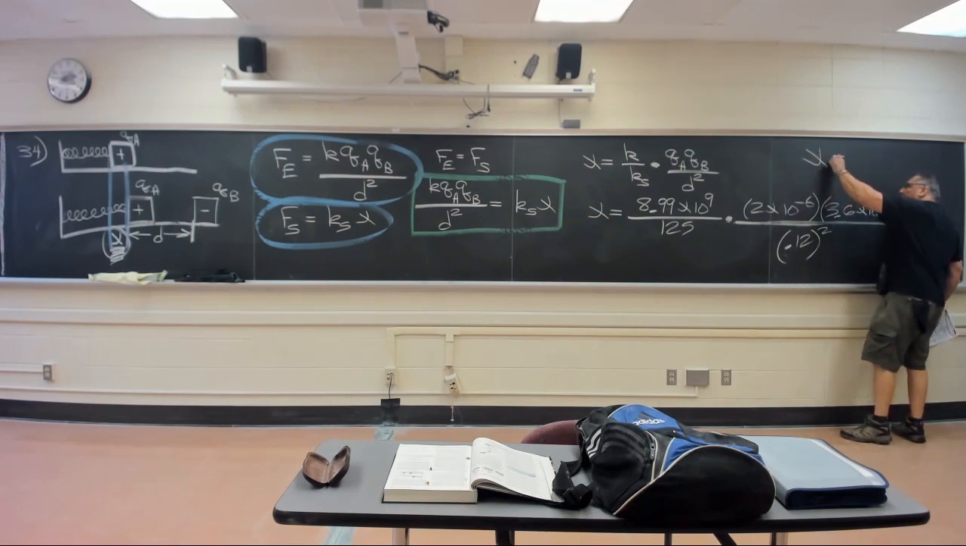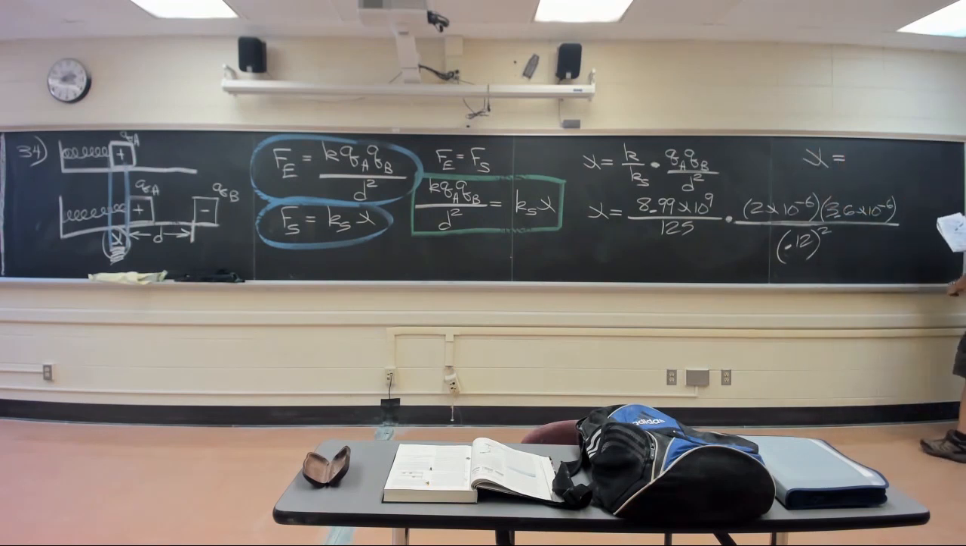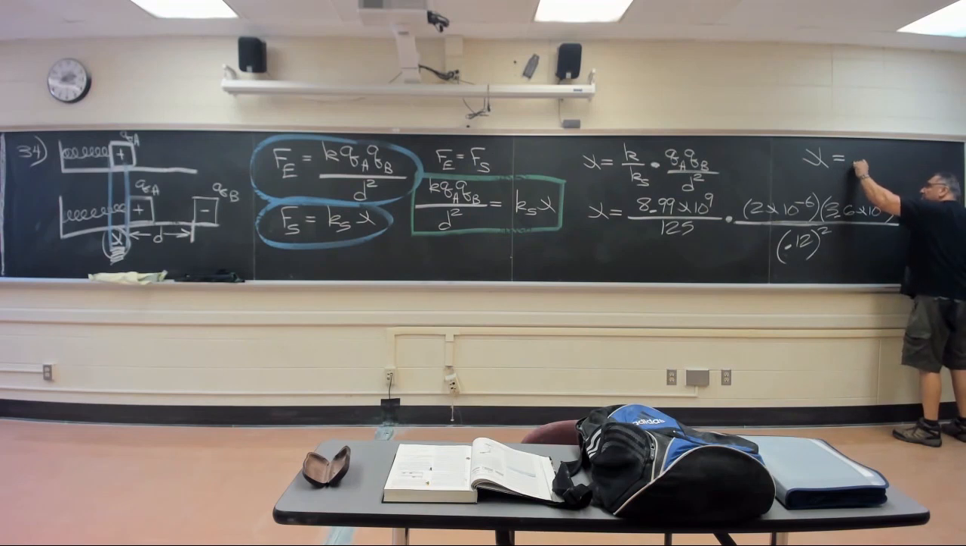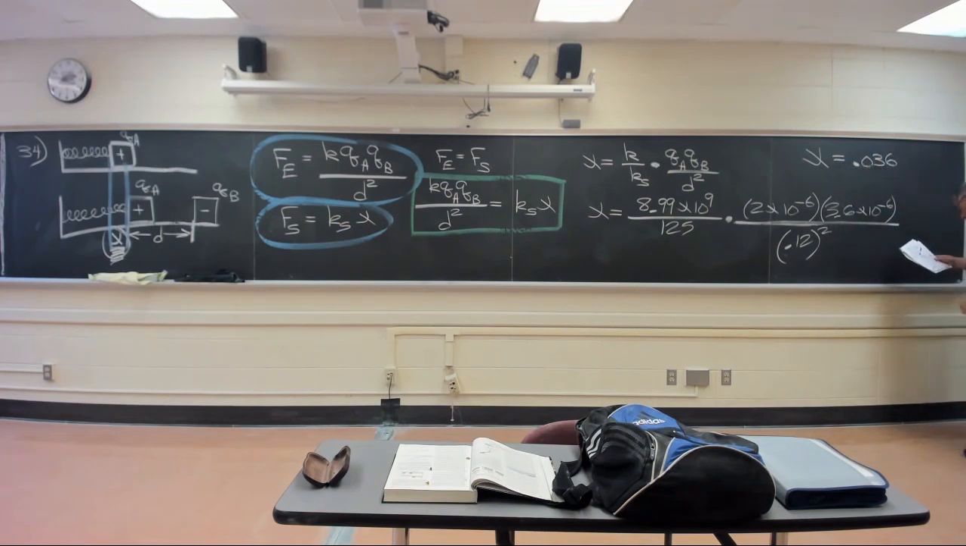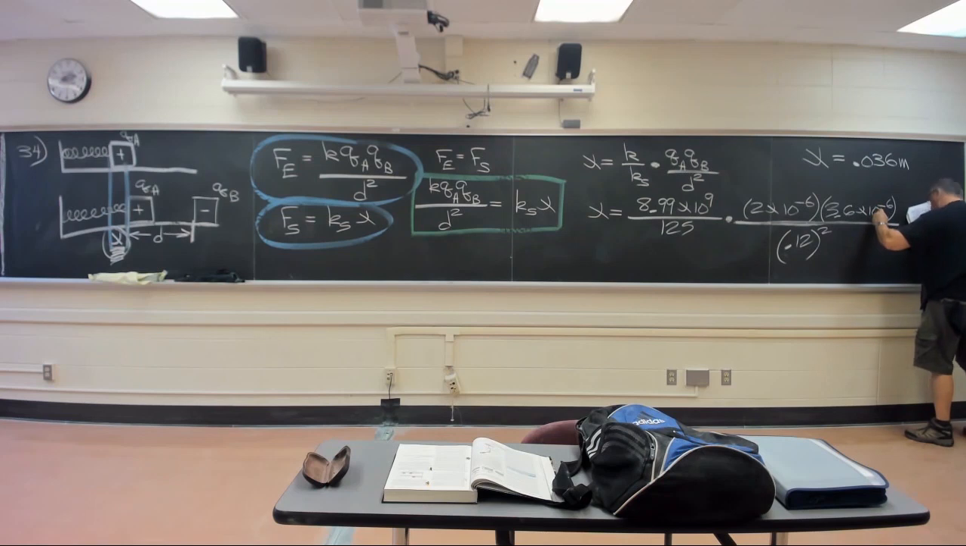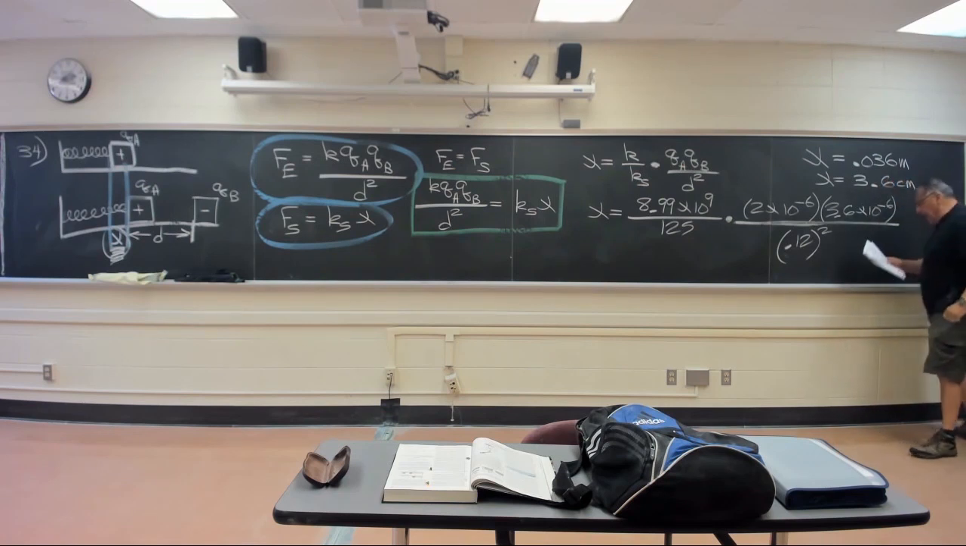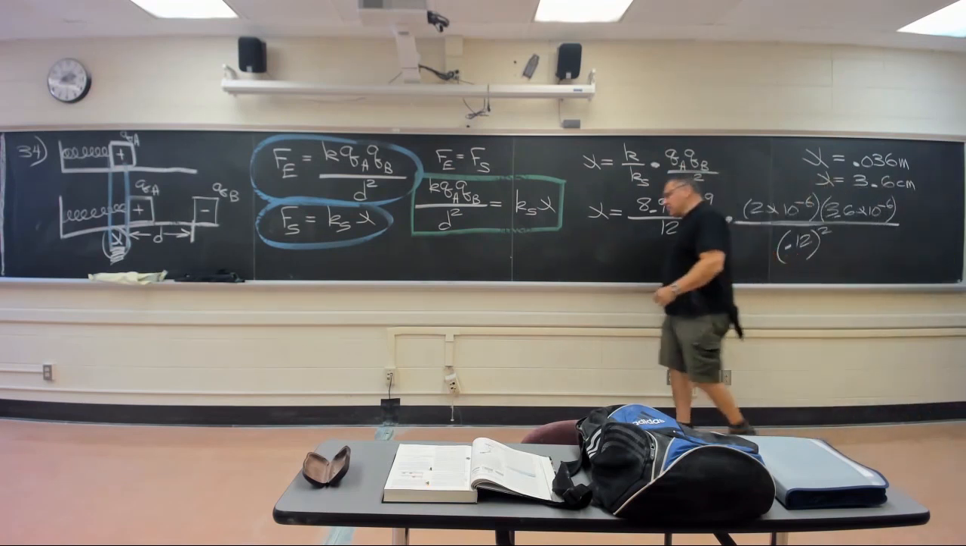What kind of stretch are we talking here? 0.036 meters. 0.036 meters is the same as 3.6 centimeters. Depending on how they want you to answer it at the end, the way they tell us to answer it, that's how we're going to answer it.